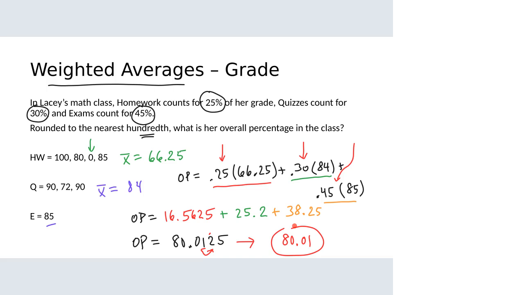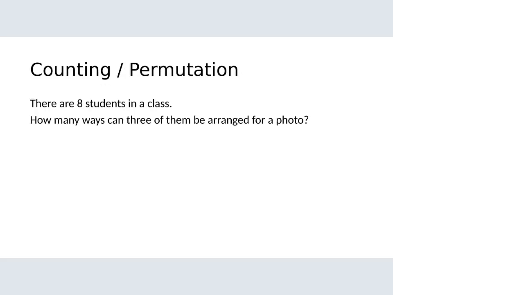A lot of decimals we have to be careful with in there, but I don't think the concept is a very hard one. Find the mean of each category and then make sure you multiply the weight times that mean for each category before you add them up. All right.